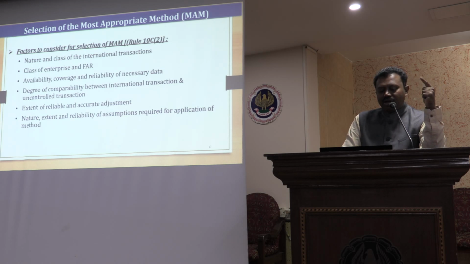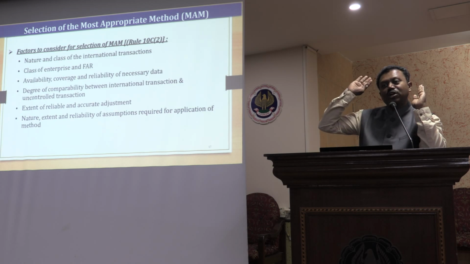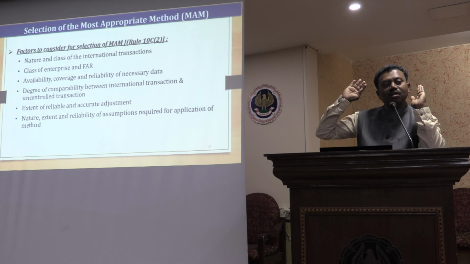Then availability, coverage, reliability of necessary data. Availability: first I need to compare. There should be some data. If it is not available, how will I use that method? Not possible. Coverage: is it covering a sufficient amount of transactions or the respective financial year? For example, the transactions have taken place in 23-24. You have got a pricing list of 22-23. Comparable? Not comparable.